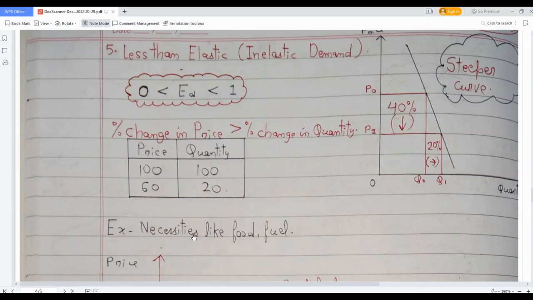The examples of this are necessity goods like food, fuel, where the demand generally does not change so much with an increase or decrease in the price. And the curve of it will be steeper. This curve shows a steeper curve where the decrease in the price is greater and the increase in quantity is less. It will be a steeper curve.